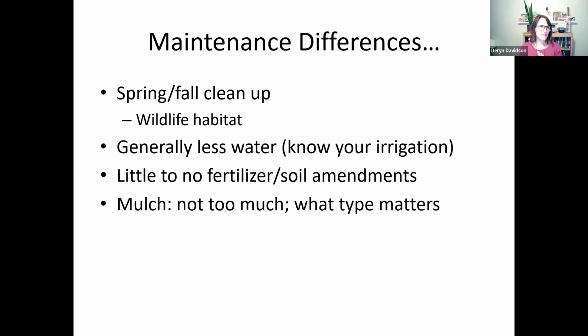Again, since we're talking about maintenance, generally these native plants are going to use less water. So you want to know your irrigation. I have definitely seen people get excited about transitioning to native plants, but they never adjusted their irrigation system and they applied way too much water and ended up killing their plants. Generally, you're not going to need any fertilizer. Often won't need many soil amendments. It's a good idea to do a soil test to see what kind of soil you have.